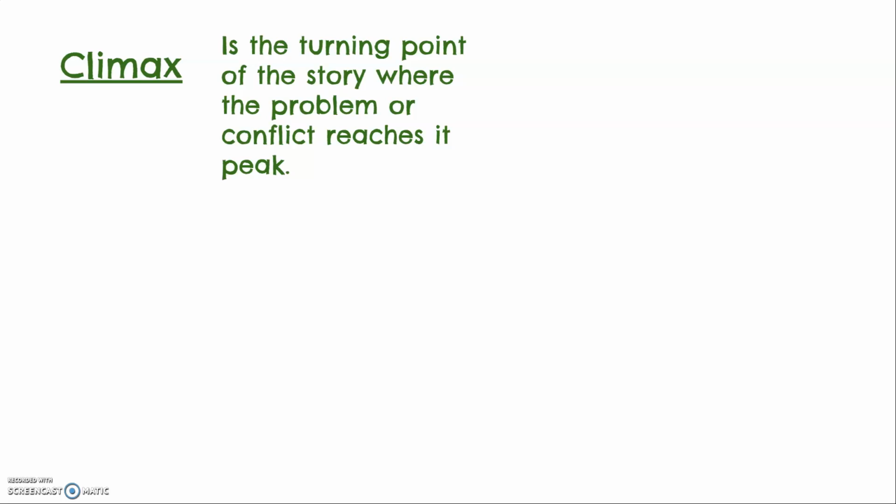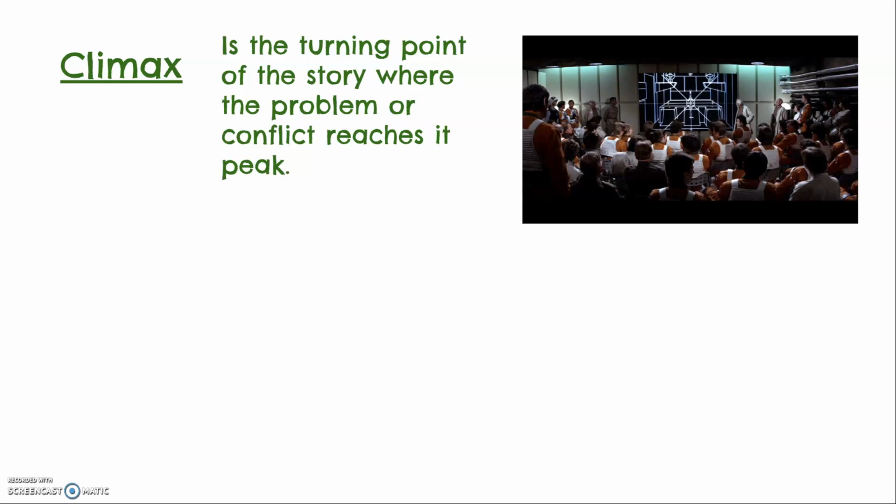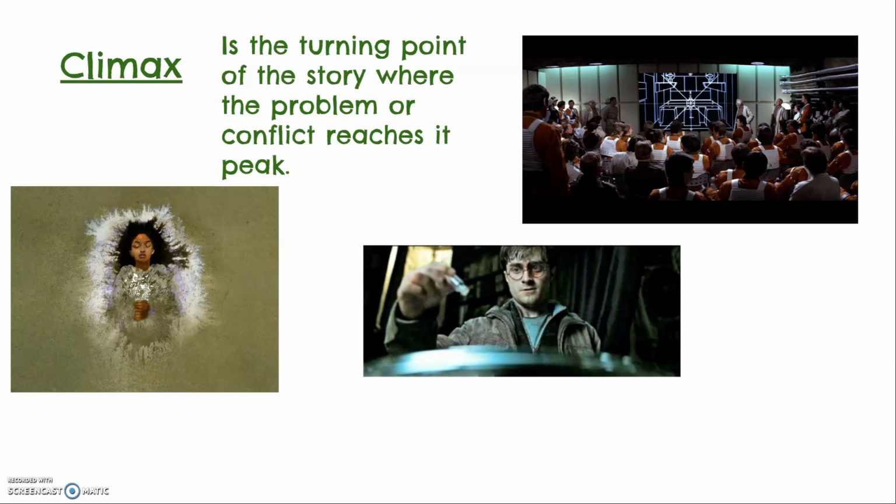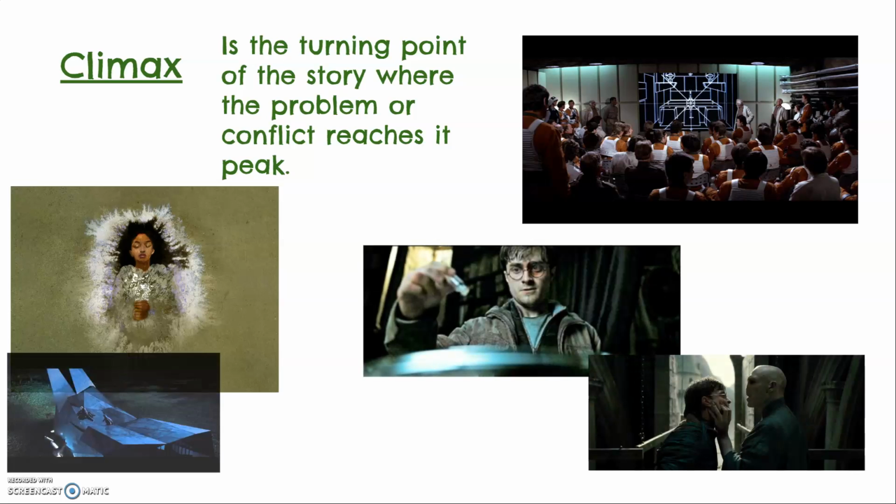The climax is the turning point where the problem or conflict reaches its peak, right? Like the OMG moment, like I didn't see that coming, or like, holy cow. So for example, the climax in Star Wars comes right near the end, which is when they are going up against the Death Star. Part of the climax in the Hunger Games is in the 2nd book or 2nd movie. That is where the climax happens. And then in Harry Potter, it happens at the last battle.